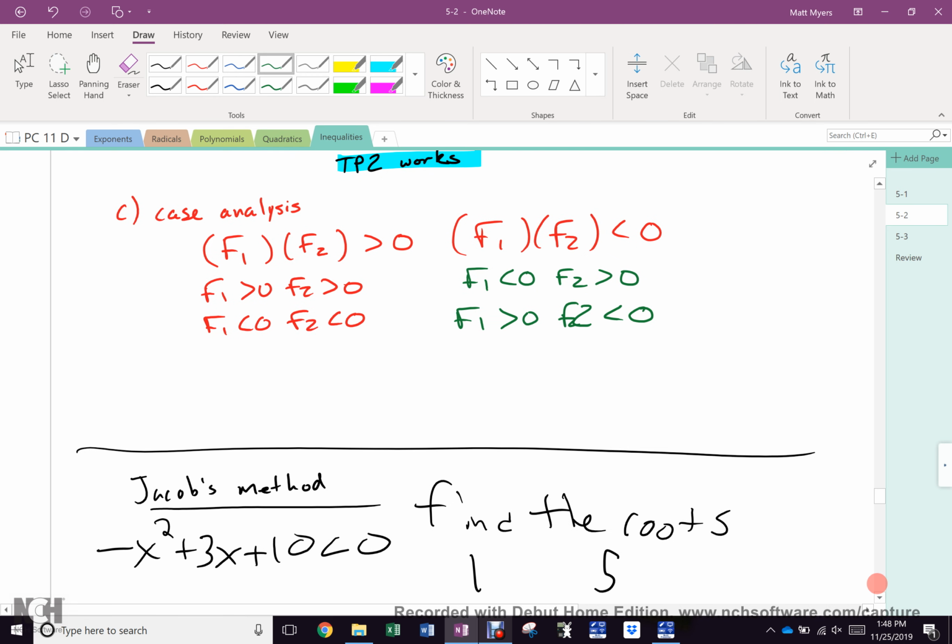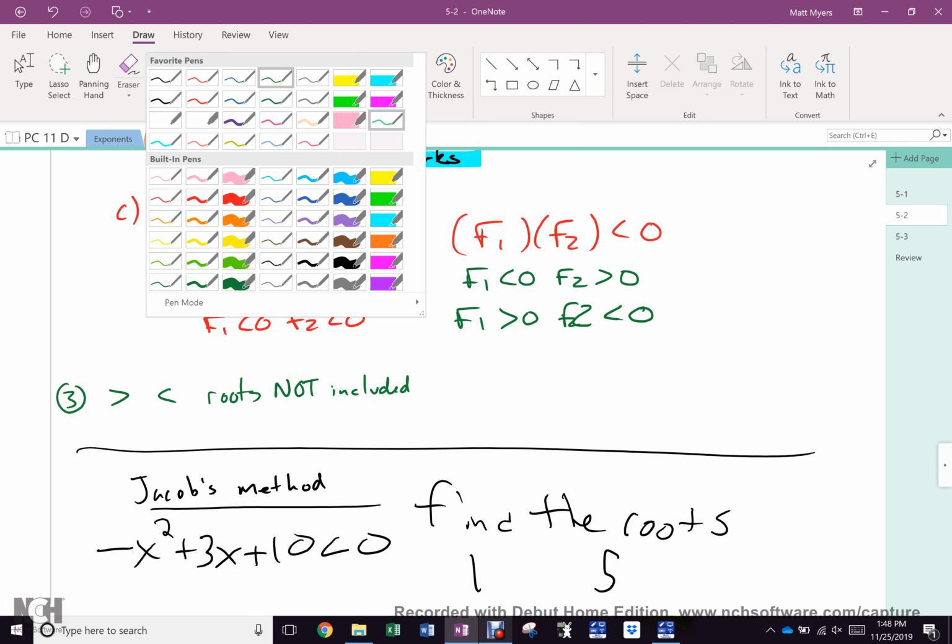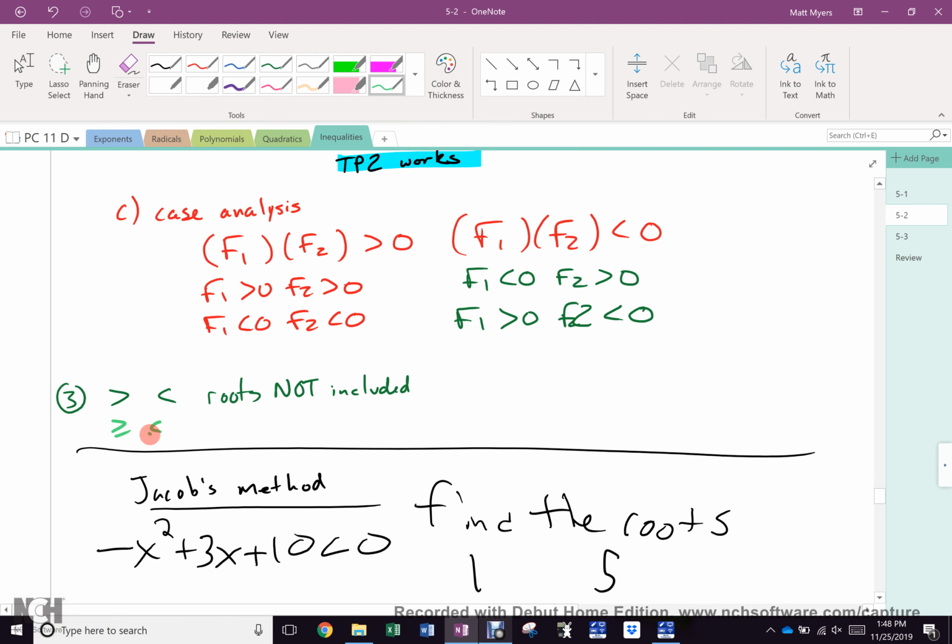And finally, the last thing is just remember the greater than, less than, or greater than or equal to. So the third thing, just remember that and that. Do they include the roots? Roots not included. And then, of course, I'll change to a different shade of green. That and that. Roots are included.